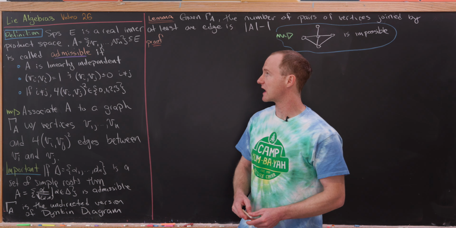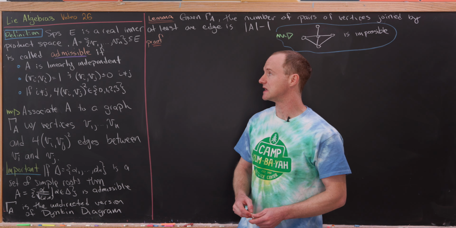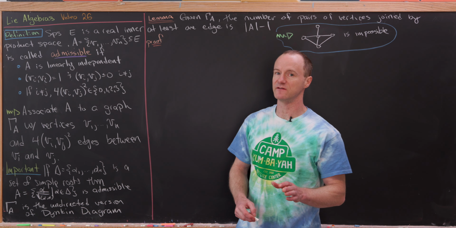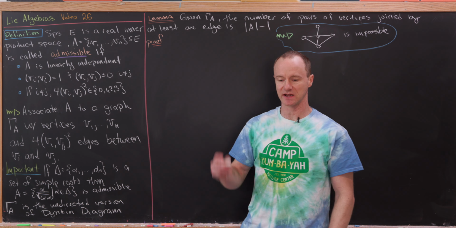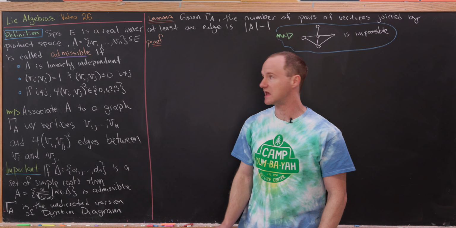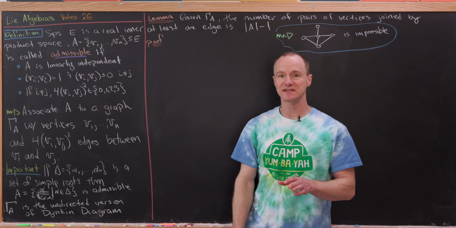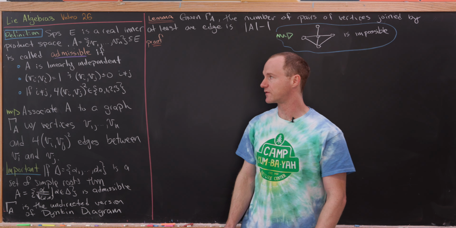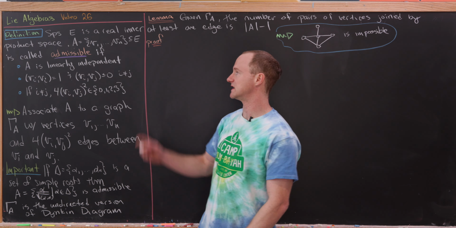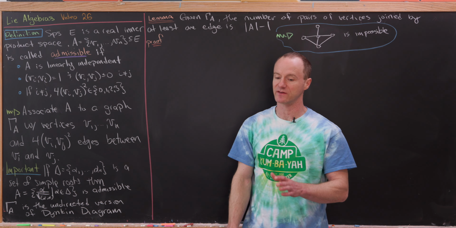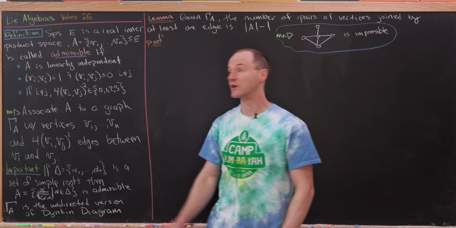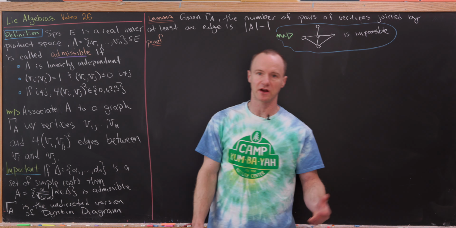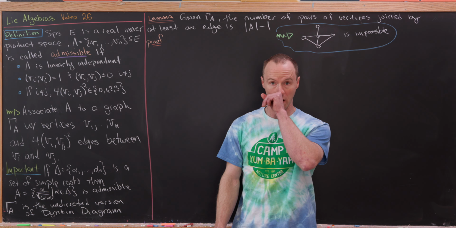So let's suppose that we have a real inner product space E, and then we've got a subset of vectors A inside of E, and it's a finite subset. I'll call those vectors V1 to Vn. And this set is called admissible if three things are satisfied. First, it's linearly independent. Then they're unit vectors, so if you take their inner product with themselves, you get 1.